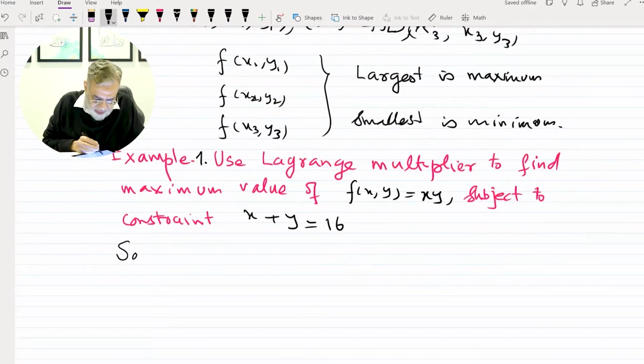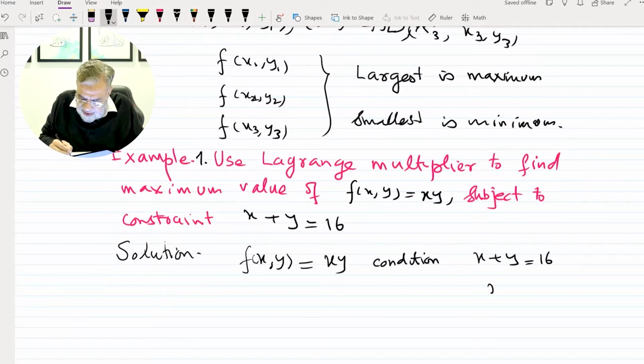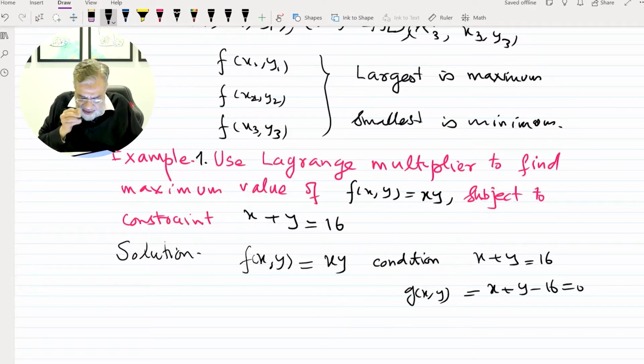So for the solution, our function is defined as f(x, y) is equal to xy. This is my function, and the condition given to me is in the form of an equation. Because both are given in terms of x and y, sometimes it becomes difficult to recognize. So I say x plus y is equal to 16, so x plus y minus 16 is equal to 0, and this is my condition g(x, y). So I have the function and the condition, and we want to find the maximum value of the function.